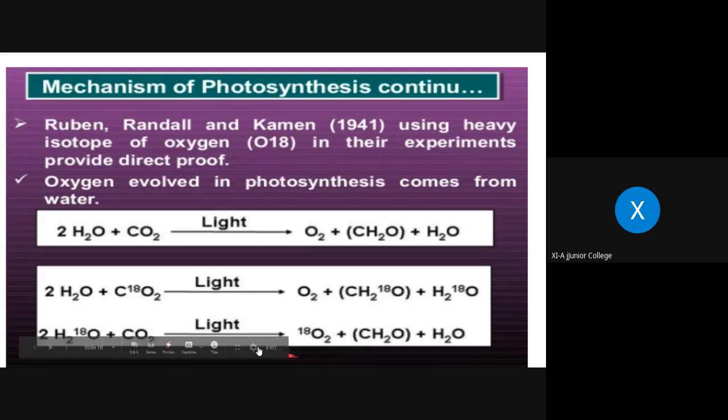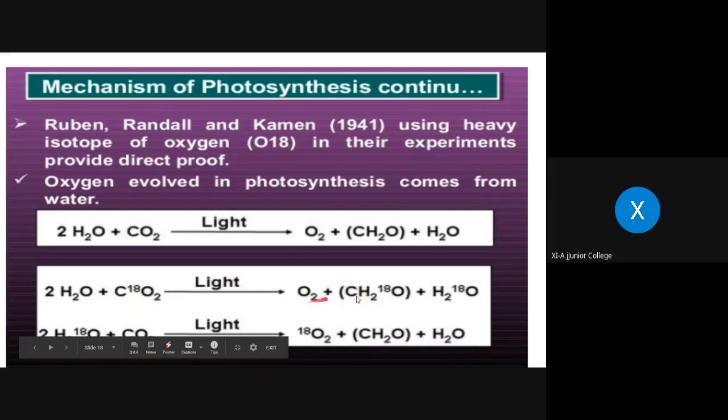So when water and CO2 are both utilized in the presence of light, what is produced? Water is produced, CH2O is formed, and oxygen is released. This is the normal reaction. Now he used oxygen which was in CO2. CO2 also contains oxygen. So in the first step, he used the heavy isotope of oxygen in the form of CO2.